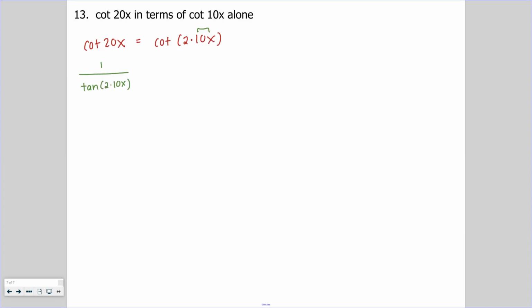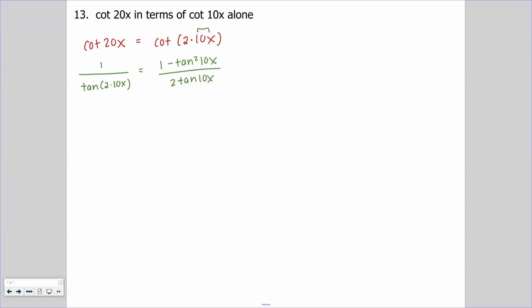Okay, now I'm going to skip a math step here because we did it in number 9. I know that if I have 1 over the tangent of 2 times an angle, all I have to do is take the expansion for the tangent of 2 times that angle and flip it. So I'm going to have what would normally go in the numerator in the denominator and what's normally in the denominator in the numerator. So that's going to look like this: 1 minus tan squared of 10x over 2 tan 10x. In general, that's how we can expand the cotangent of 2 times some angle. Just flip the expansion for the tangent of 2 times that angle.